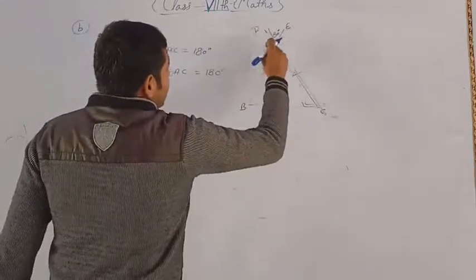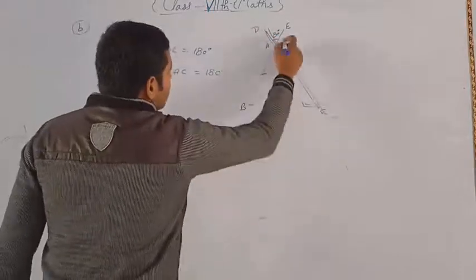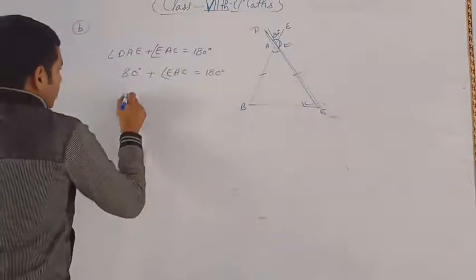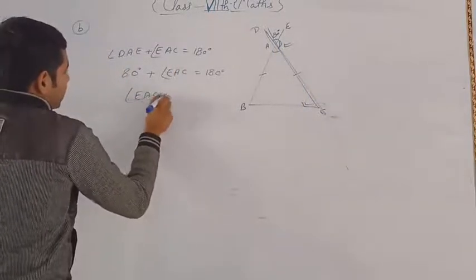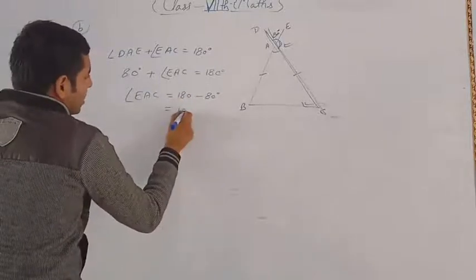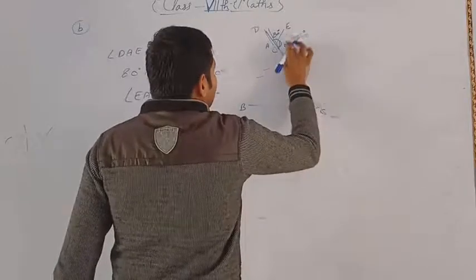So EAC, we have to find the value of this. The value of angle EAC is equal to 180 minus 80 degrees, which is equal to 100 degrees. We find this angle is 100 degrees.